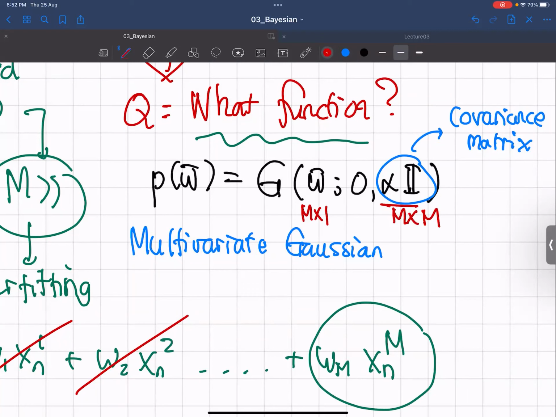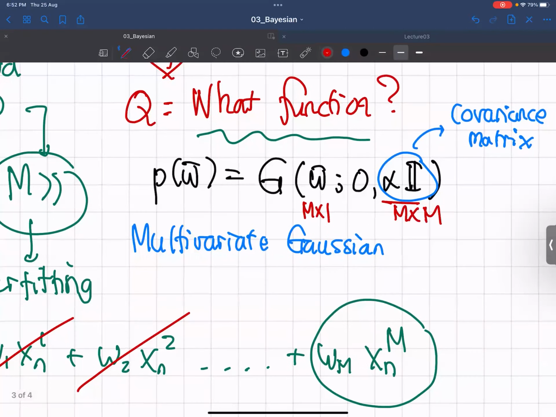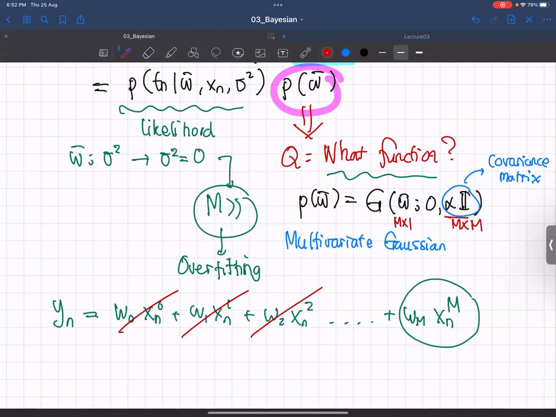So if your M is large, then the matrix will be very large. But that's how we model the prior. So you know the meaning of this equation now, right? The meaning is that we encourage W to be 0 because the mean of this Gaussian function is 0. Any questions so far?